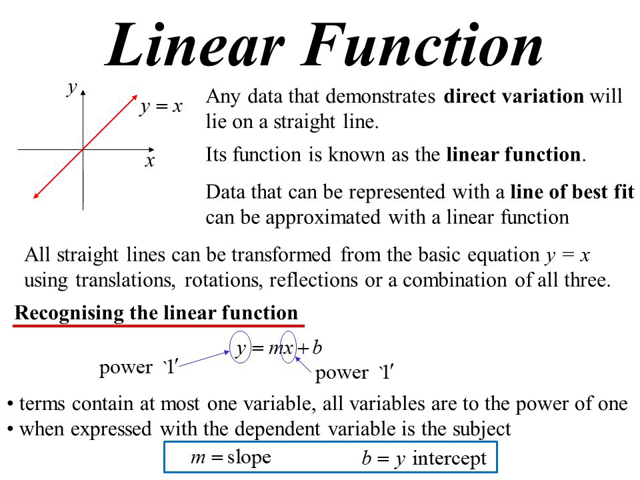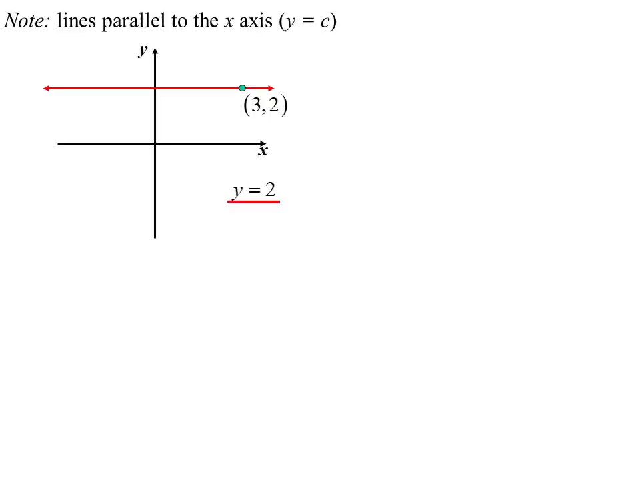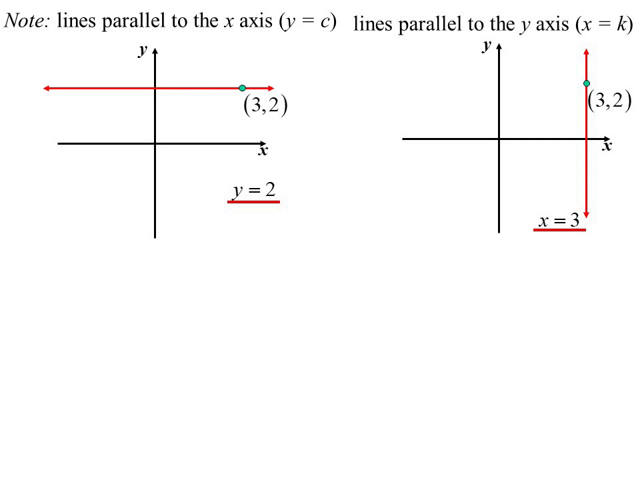Now, when expressed with the dependent variable as the subject, like we do up there, then we can also get information about the line. The coefficient of x turns out to be the slope. The number by itself turns out to be the y-intercept. There are a couple of very special straight lines. One that is parallel to the x-axis always has the equation y equals some constant number. So if we had a horizontal one going through the point (3,2), that must be y equals 2. And similarly, ones parallel to the y-axis must be x equals a constant number. Going through the same point, that would be x equals 3. So there are just a couple of special straight lines.